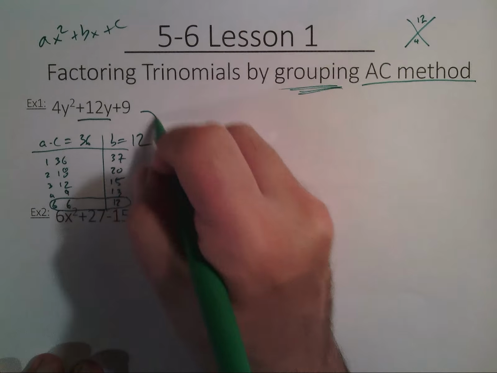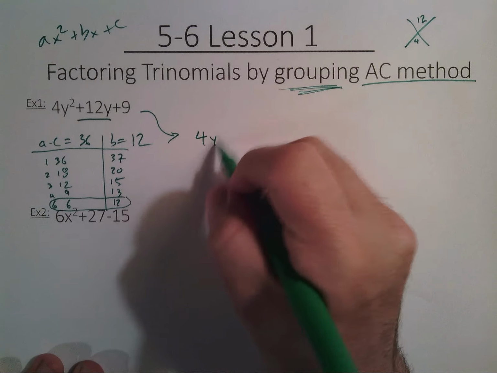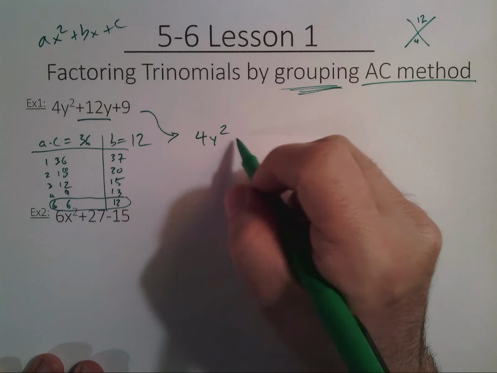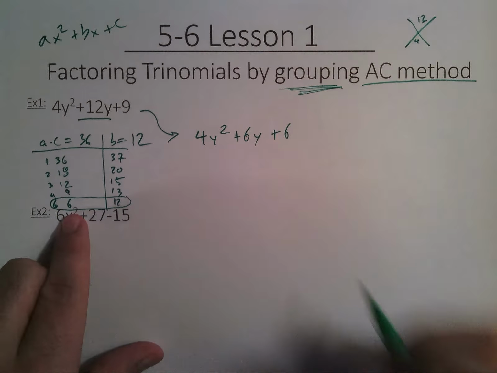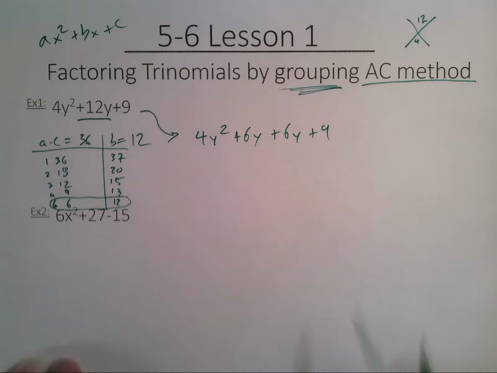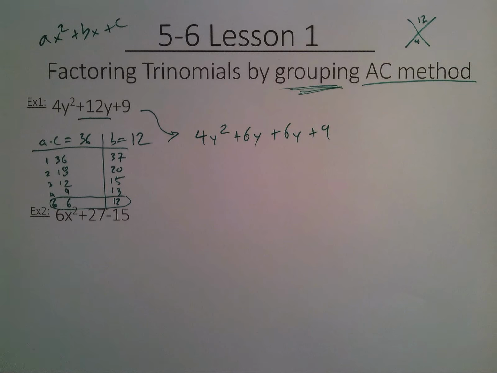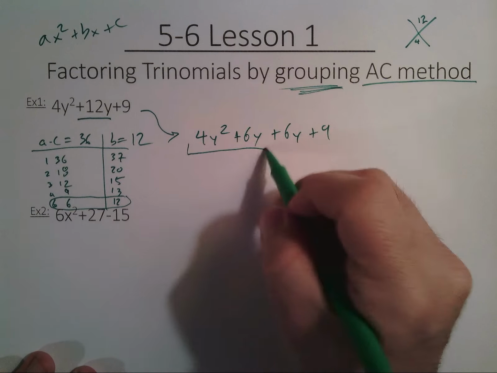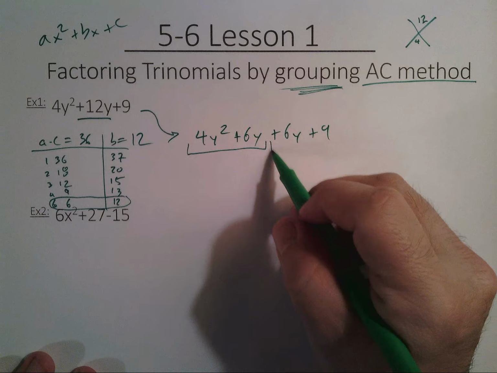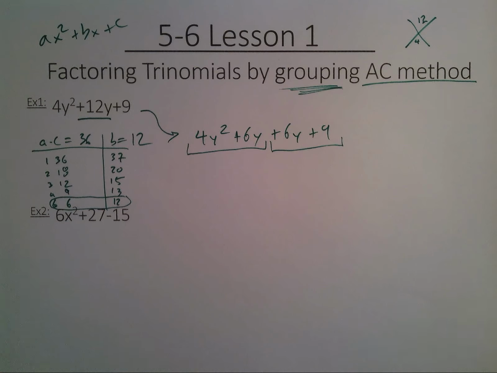So now I'm going to rewrite 4y squared, and instead of 12y, I'm going to go plus 6y plus 6y plus 9. Now, how many pieces do I have? Oh, I have 4 pieces. What method do I use? Well, anytime you have 4 pieces, factor by grouping. So you group the first 2, and you group the second 2.